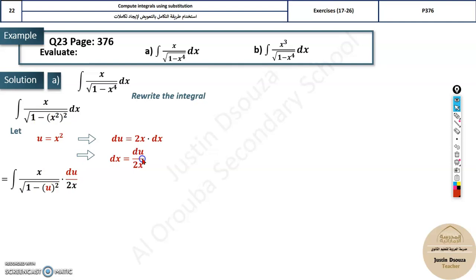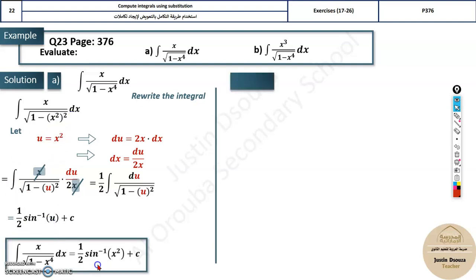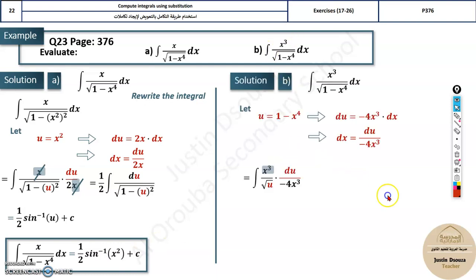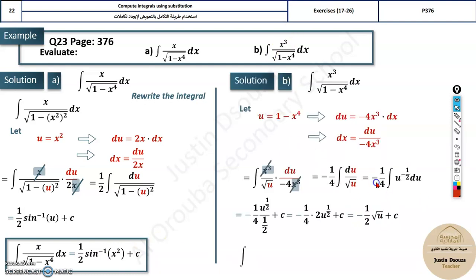So why 2x over here from the dx? Now all you need to do is cancel this off, and you're left with half du by root of 1 minus u squared, that is sine inverse u. Don't forget to substitute the u value, that is x squared. That is it. The second one we just solved at the beginning. So if you have missed it, just pause and go back a few minutes before in this video and you will find it.